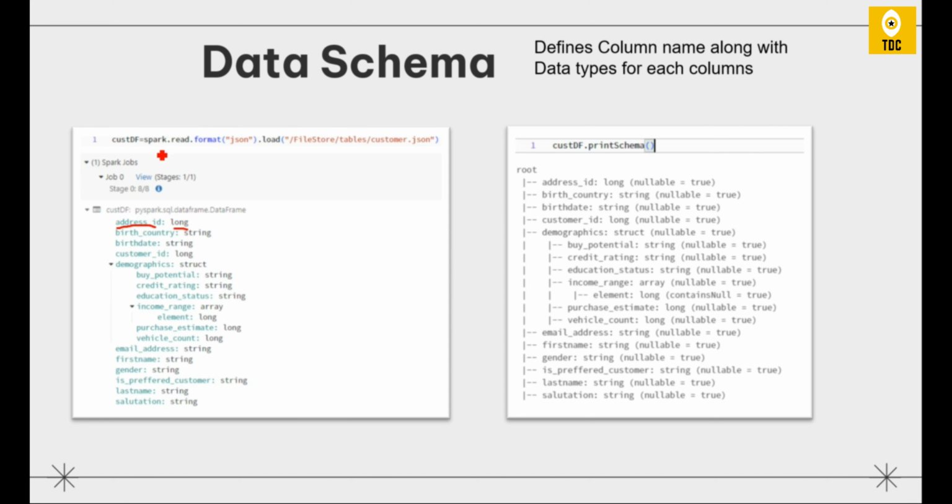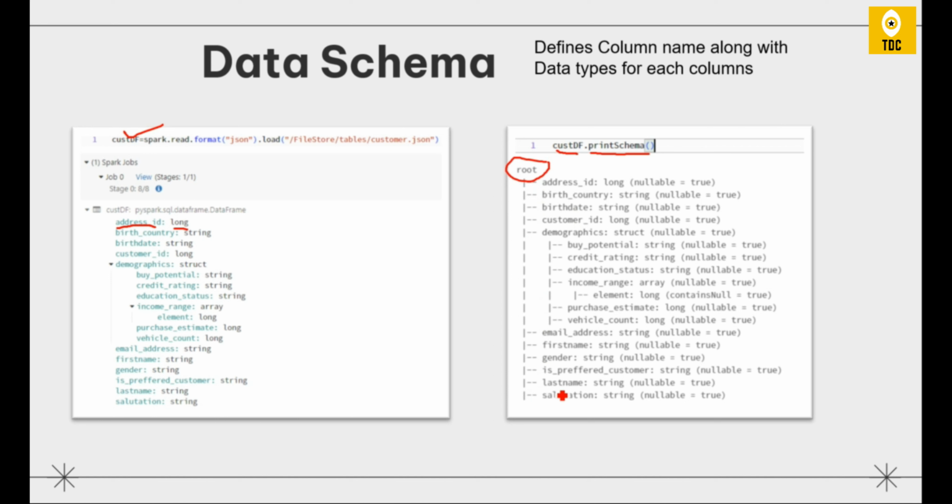As you can see, when you do a Spark read format and load, you load the data into a data frame. In the output you can see the schema which is inferred; address ID is read as long, this is read as string. So as you can see, a few are array, a few are string, a few are struct. And the other way is dataframe.printSchema, which also starts with root and gives the hierarchical structure.